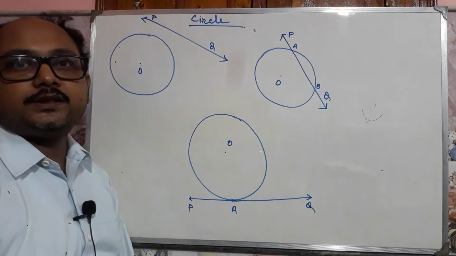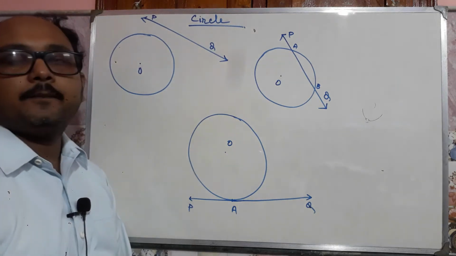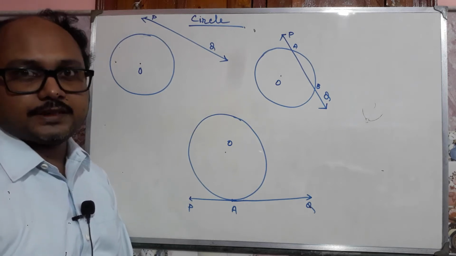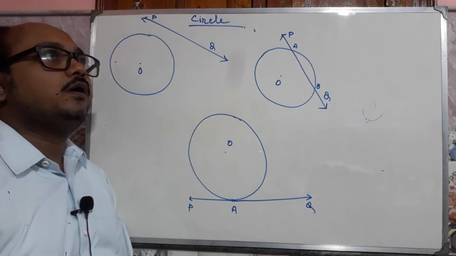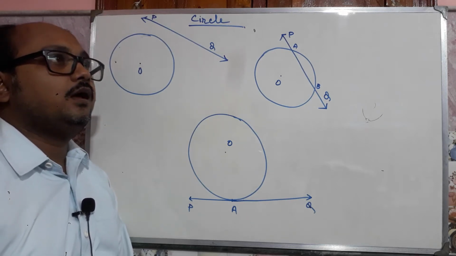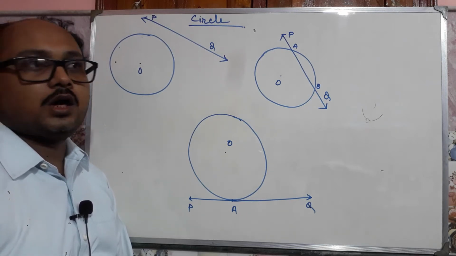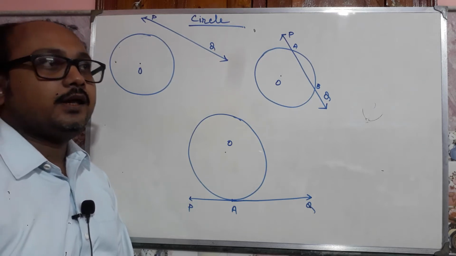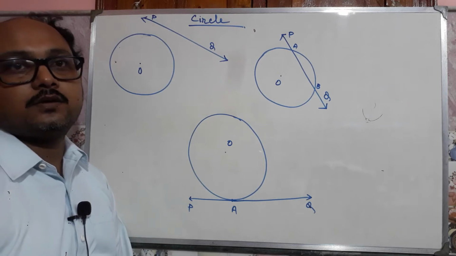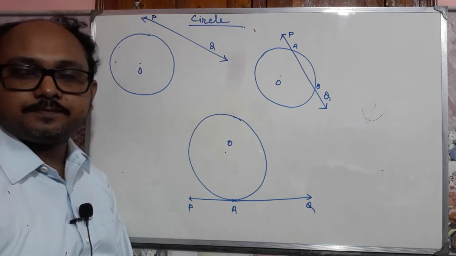Today our topic is circle, included in class 10 syllabus. Now, if a straight line and a circle lie on a same plane, then three situations arise. What are the three situations?